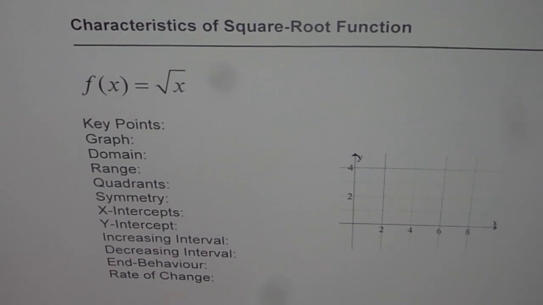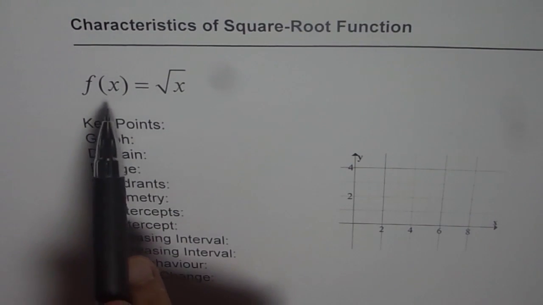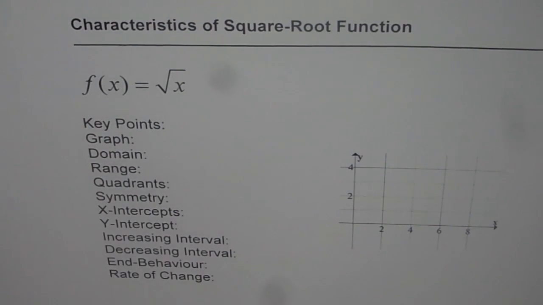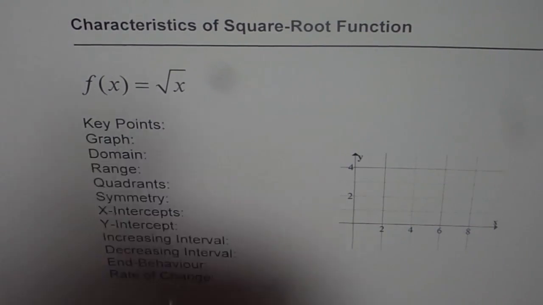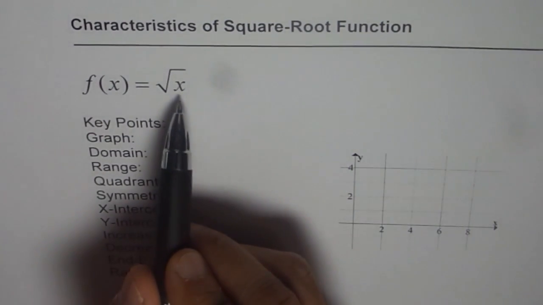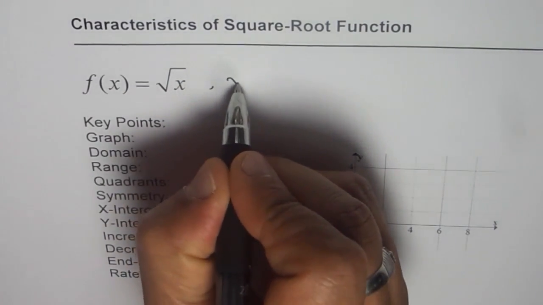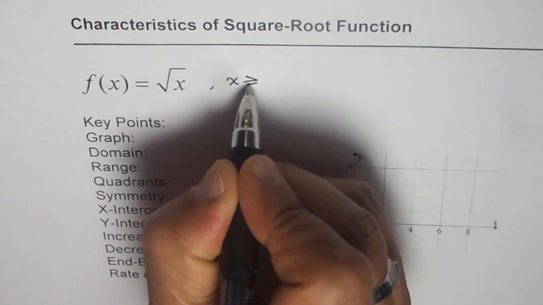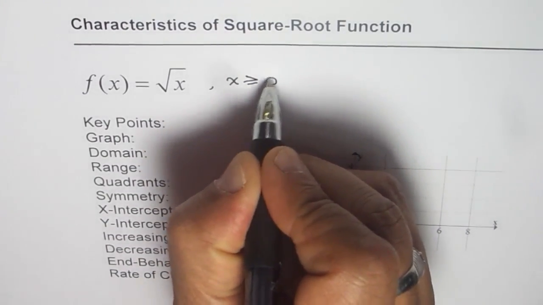Now let us understand the characteristics of the square root function, which is f of x equals square root of x. As you know, x should be non-negative, right? So here we can have x values which are non-negative. That means they could be greater than or equal to 0, right?